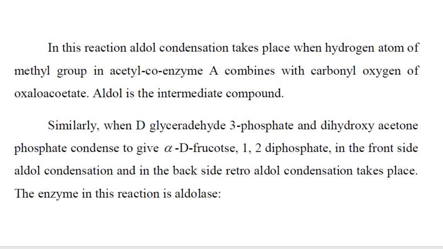So my friends, in this reaction aldol condensation takes place when a hydrogen atom of the methyl group in acetyl coenzyme A combines with the carbonyl group of oxaloacetate. Aldol is the intermediate compound. Similarly, when D-glyceraldehyde 3-phosphate and dihydroxyacetone phosphate condense to give alpha-D-fructose 1,6-diphosphate, in the forward direction aldol condensation and in the backward direction retroaldol condensation takes place.